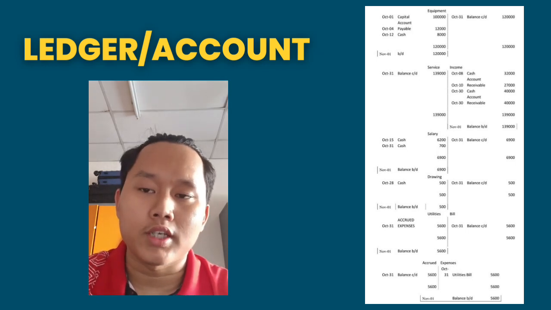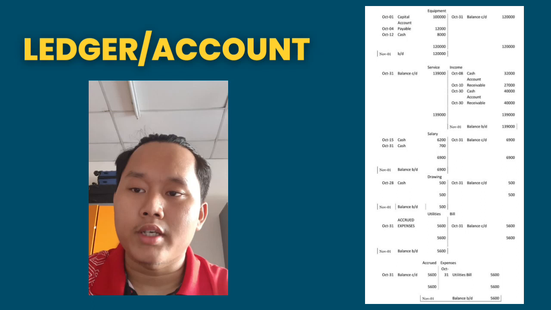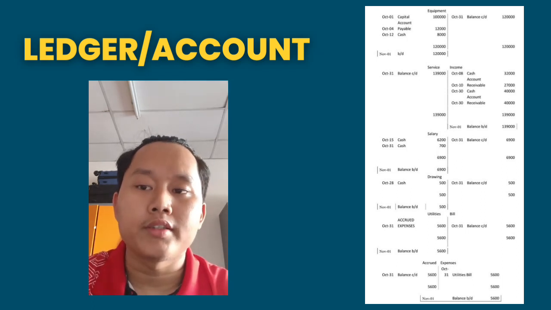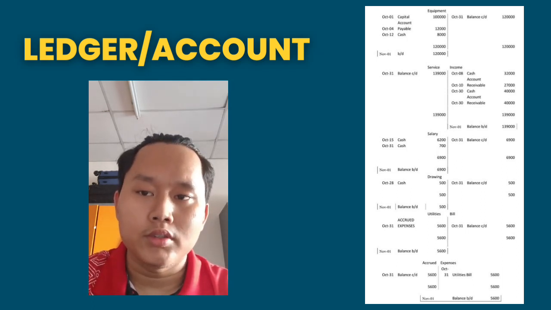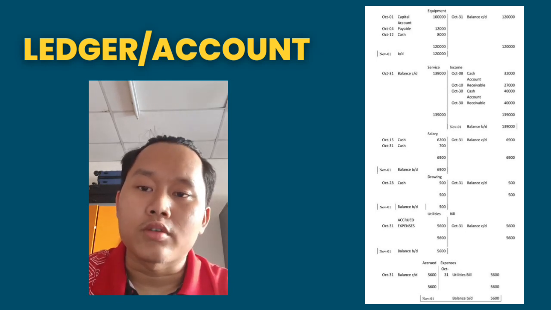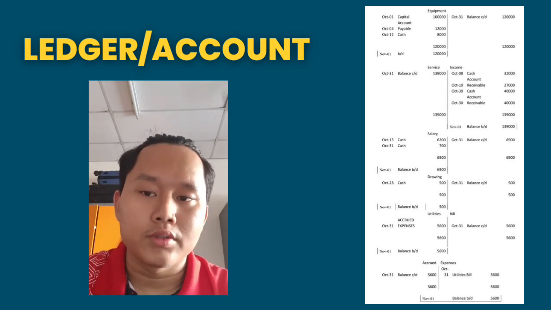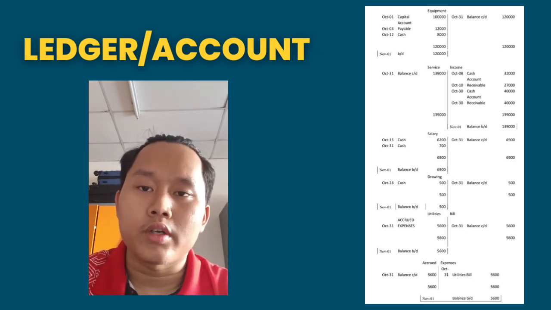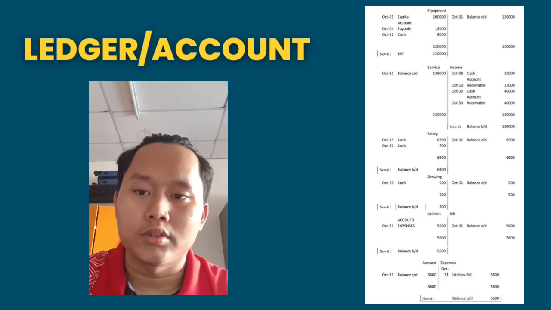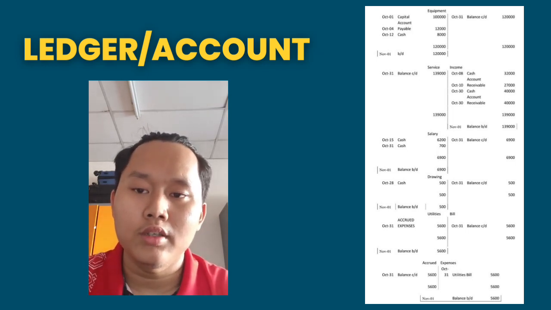Next is service income account. In the debit side is only October 31 balance CD 139,000. In the credit side is October 8 cash 32,000, October 10 account receivable 27,000, October 30 cash 40,000, and October 30 also account receivable 40,000, and the total of these two credit and debit is 139,000. And November 1's balance BD is 139,000.